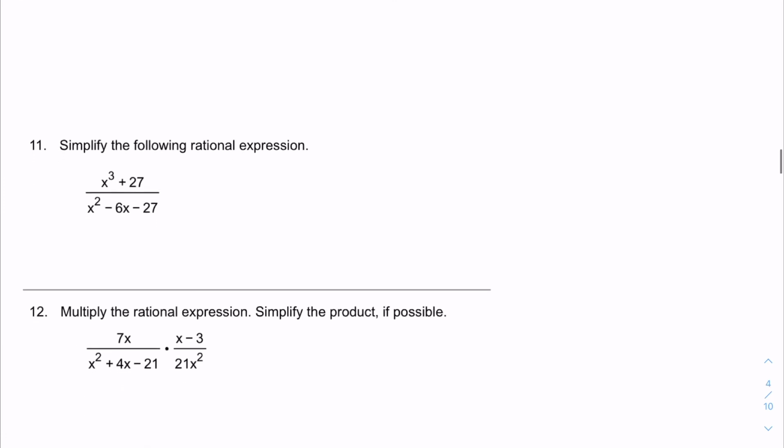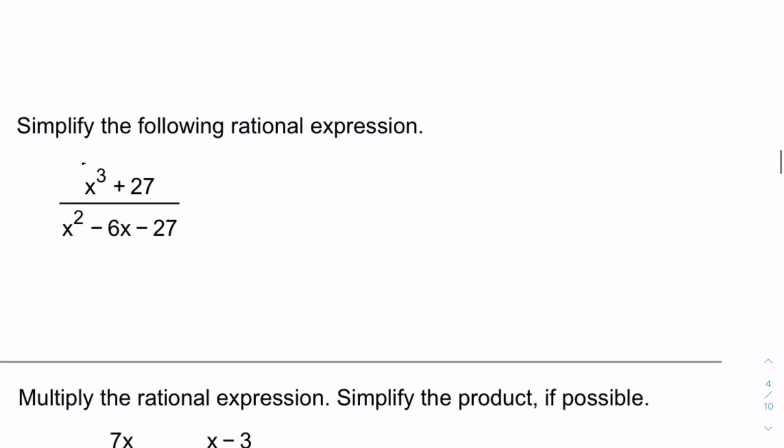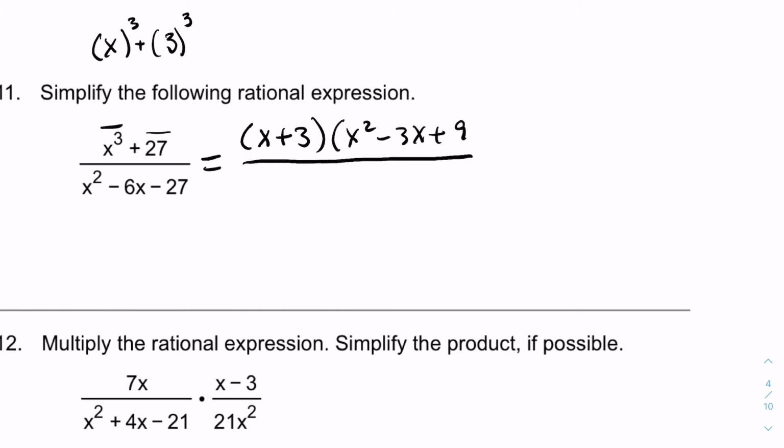Okay, so then we take a look at problem number 11. Problem number 11 is a special product. If you take a look at this, x is a perfect cube, and 27 is also a perfect cube, 3 cubed. So we have the sum of two perfect cubes. So just like we had before, remember that sum of perfect cubes has a formula that just needs to be memorized. That's going to be x plus 3 times the quantity x squared minus 3x plus 9.